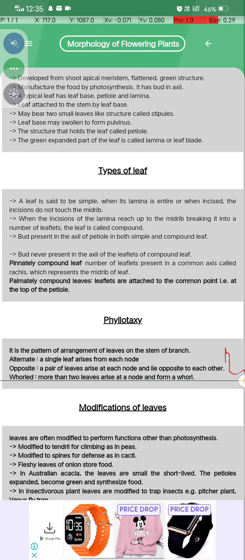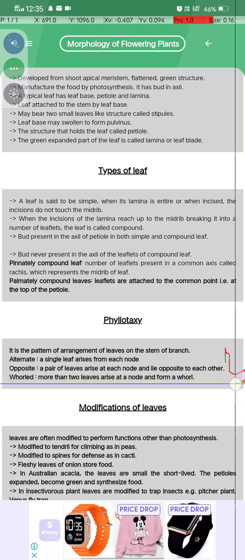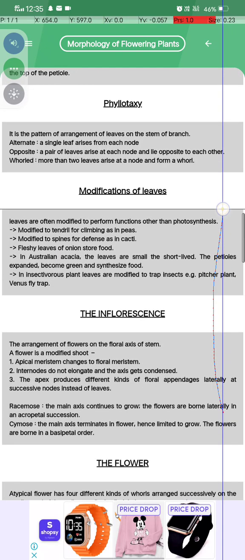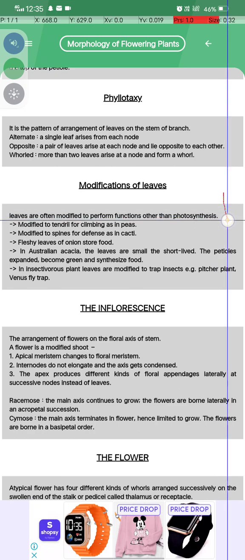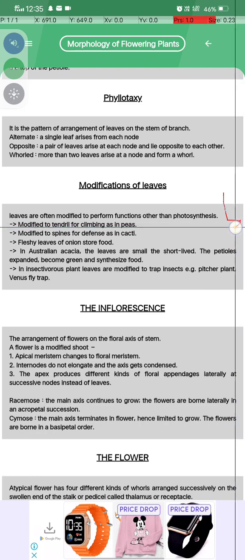More than two leaves arise at the node from a whorl. Modification of leaves: leaves are often modified to perform functions other than photosynthesis.